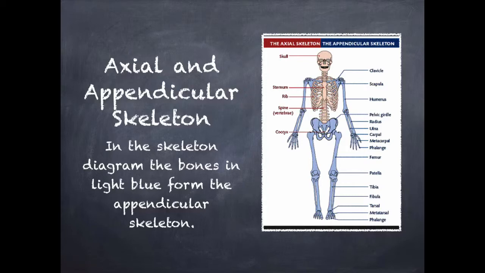When we look at the skeleton, we divide it into axial and appendicular skeleton. It's easy to see on this diagram. The blue bones are the appendicular skeleton. The red bones are the axial skeleton.